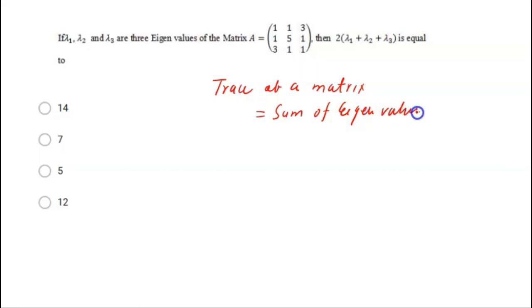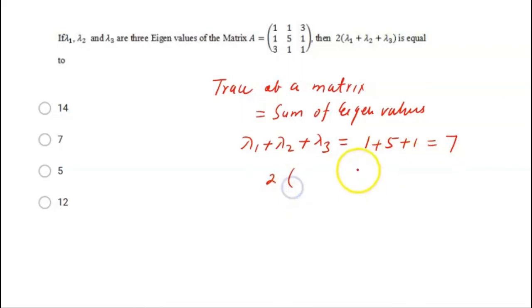So it means if I ask you what is the sum of eigenvalues, that is lambda 1 plus lambda 2 plus lambda 3, that is equal to the trace of the matrix. And trace of a matrix means sum of its diagonal element, like 1 plus 5 plus 1. So how much is that? That is equal to 7.